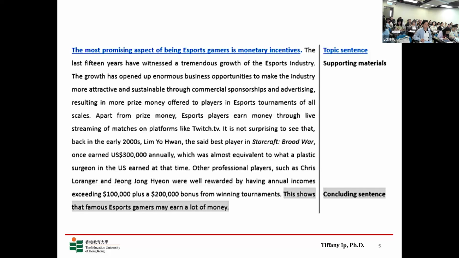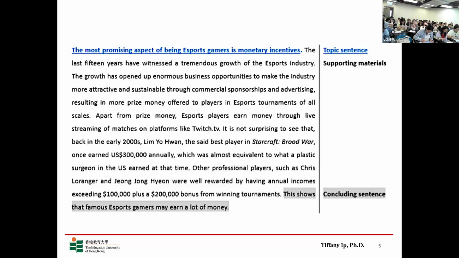So the first sentence is "the most promising aspect is monetary incentives." And this is a clear topic sentence, showing that this is a good thing, because with the word promising, we don't want to use the word good. Right? Good is subjective and a bit vague. And then promising shows something positive. And then the concluding sentence, one thing I don't like is the use of "a lot of," but you can change it to something different. "This shows that" is a clear phrase. Okay? "This shows that famous esports gamers may earn" maybe you can write a large amount of money, right?